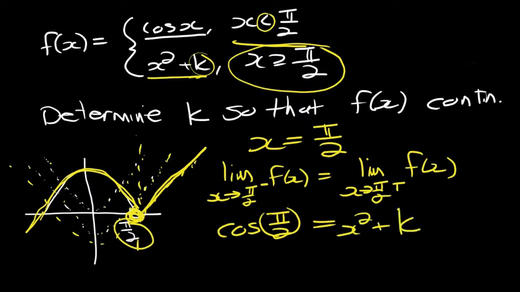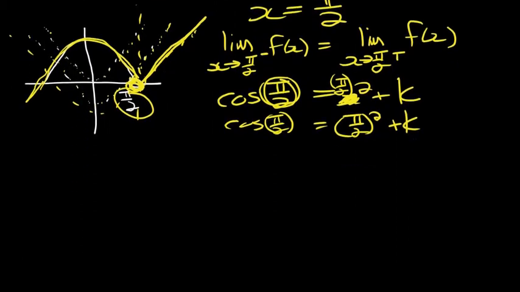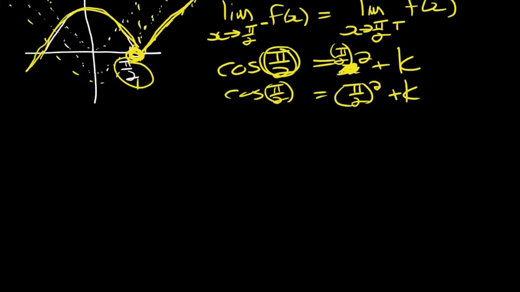Now we must substitute pi over 2 there. So it's cos pi over 2, equal to pi over 2 squared plus k. I'm just writing it out neatly, and all we need to do now is to simplify this.